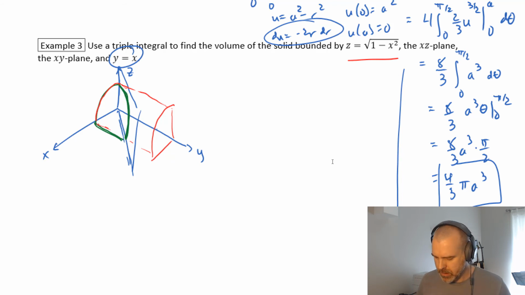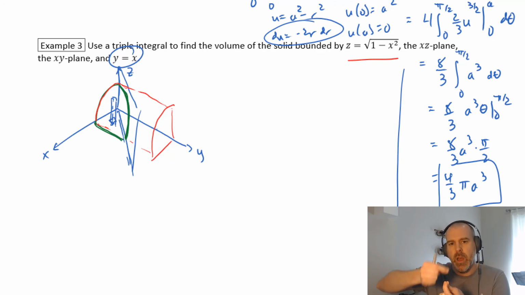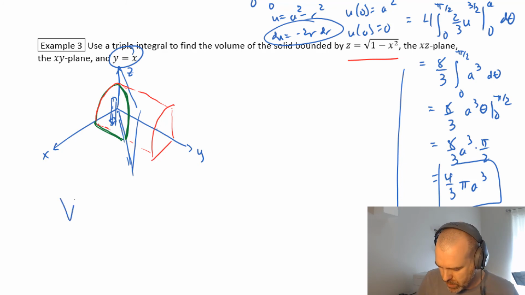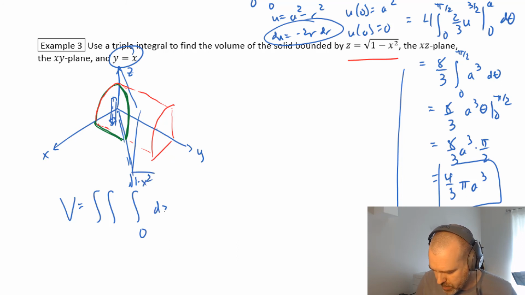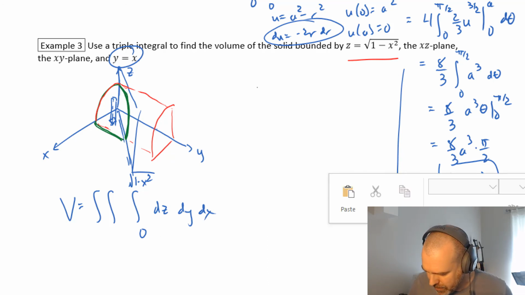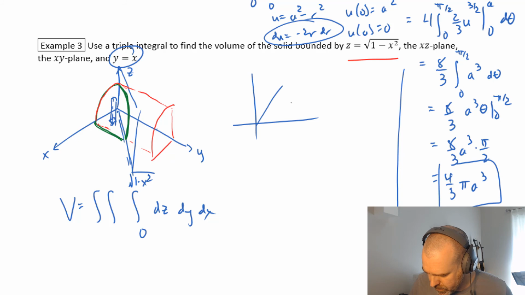Okay, all right, we have our representative piece. We're going to add up vertically to make a little cylinder, so we're going from 0 up to the surface. Z will go from 0 up to square root of 1 minus x squared. That's going to be dz. And then we have dy dx. Okay, in the xy plane, we have this region right here.